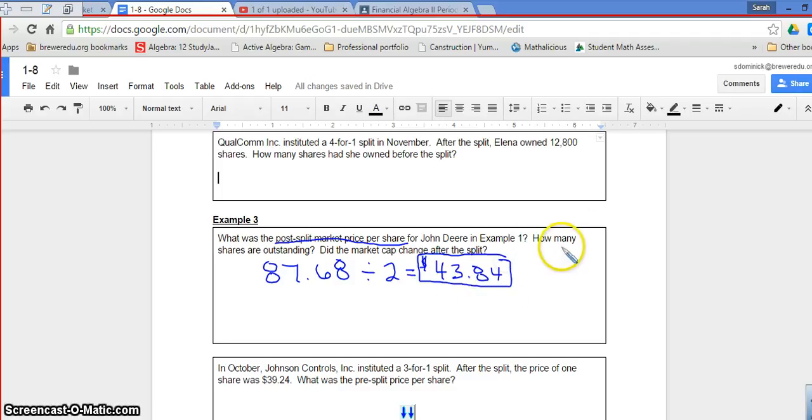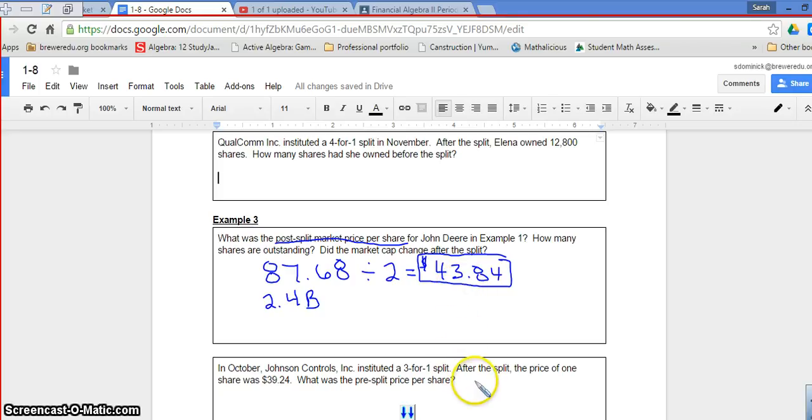And it says how many shares are outstanding. Well, we answered that in example 2 above. There's 2.4 billion shares outstanding after the split. This is the real important part of this question. It says, does the market cap change after the split? Remember, market cap means how much the business is worth. That did not change after the split. Yes, the price per share went down. It was cut in half. But I've doubled the amount of shares that I have. To get the market cap, I would multiply this 2.4 times the 43.84, and I would get the same number as I would before the split.